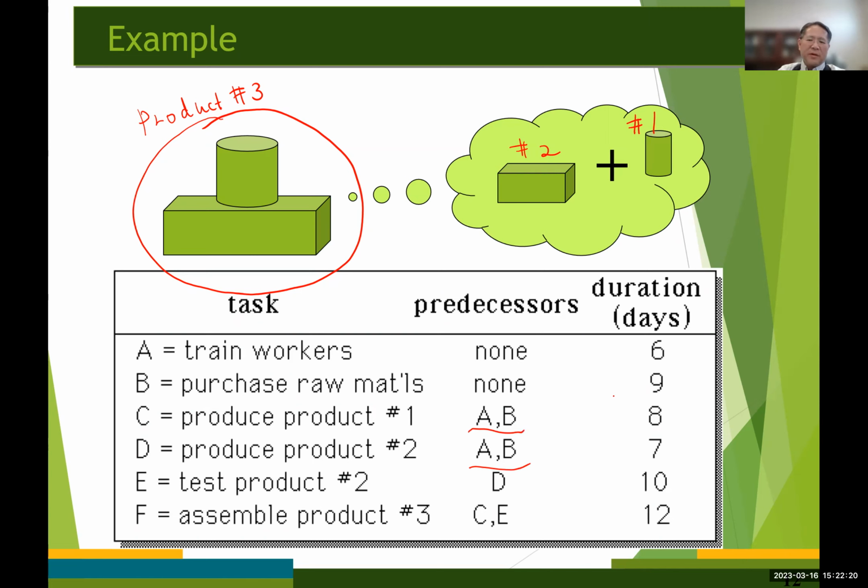Likewise, before assembling products number 1 and 2 into product number 3, the finished product number 2 must be tested and inspected. And you are required to do these tasks for the completion of this whole project.